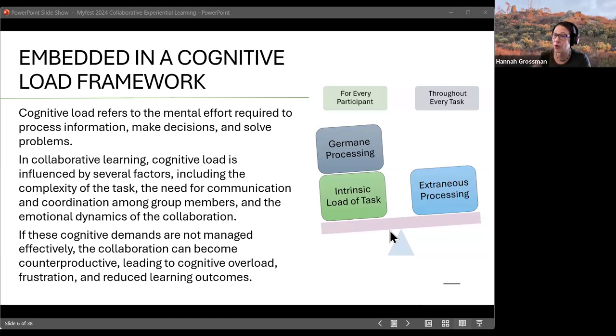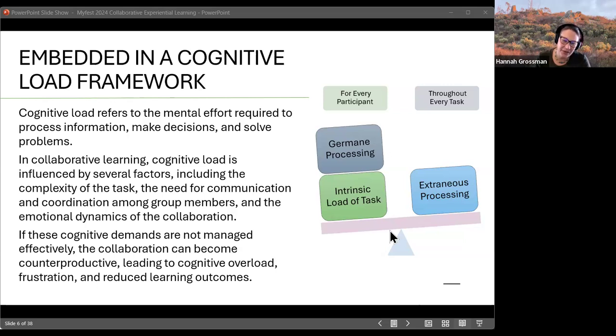And I want to support germane processing, which is connecting ideas, using prior knowledge to build future understandings, putting that information together and collaborating together about how that information makes sense together. So for every participant throughout every task, they are individually balancing their intrinsic load of the task and their germane processing with the extraneous processing to do the best learning they can in that situation.